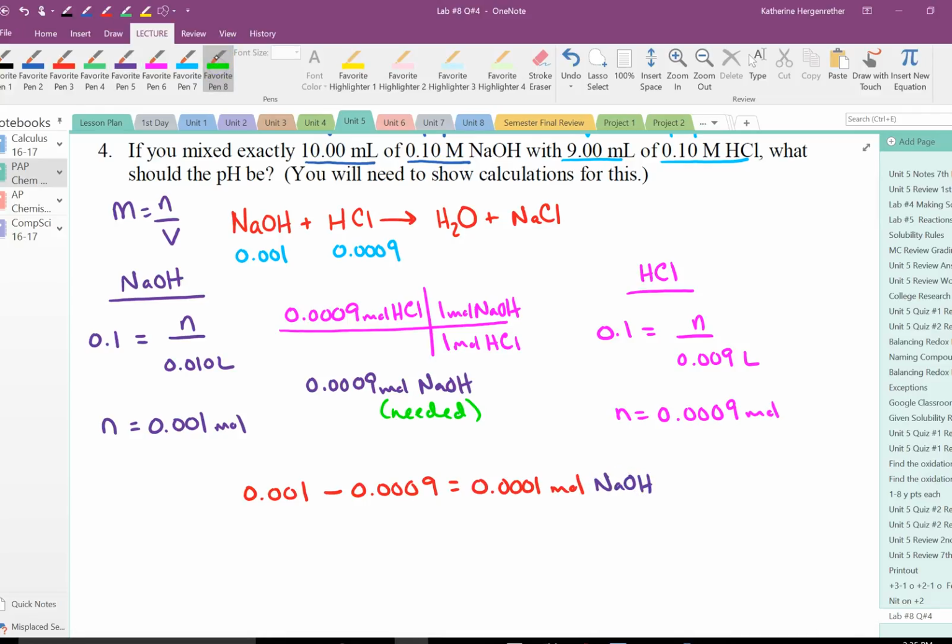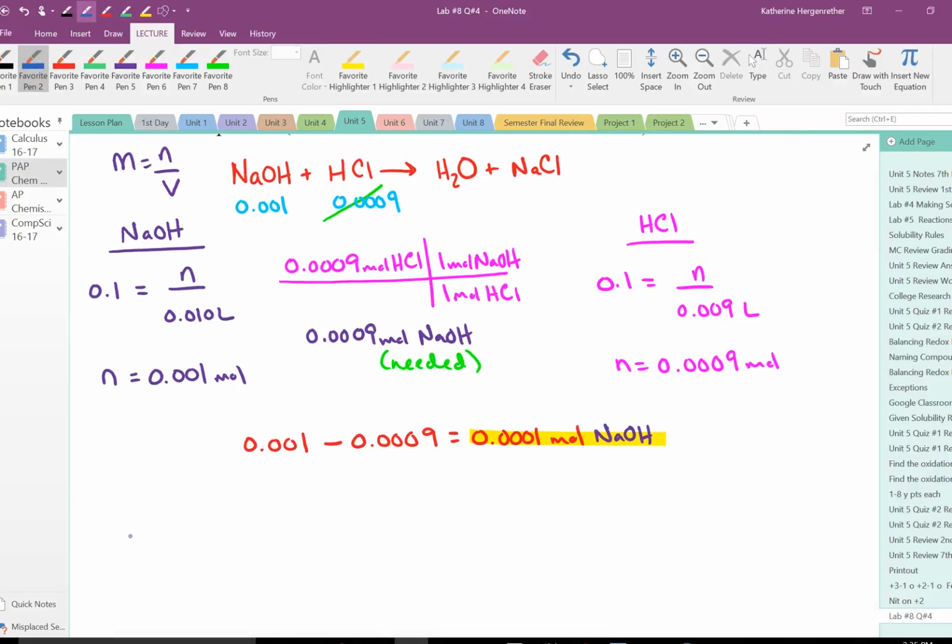So what we do need to understand is that we have no hydrochloric acid left over. That was the limiting reactant. It's all gone. We've turned that all into salt and water. Well, the salt, the NaCl, and the water are not going to affect the pH, so we're going to ignore how much of those that we made. But the sodium hydroxide that we have left over definitely will affect the pH.